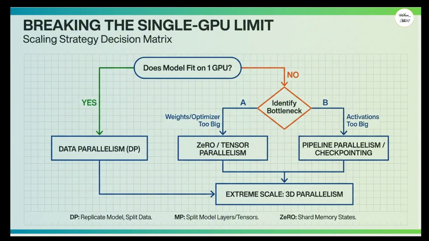So if your model, as you can see in this decision matrix, can fit into one GPU, you can just use data parallelism. We're going to discuss more of these different approaches. But if your model cannot fit into one GPU, and you know what the bottleneck is, you can think of approaches like ZeRO or tensor parallelism. And if your activation is too big, you can think of approaches like pipeline parallelism or checkpointing.